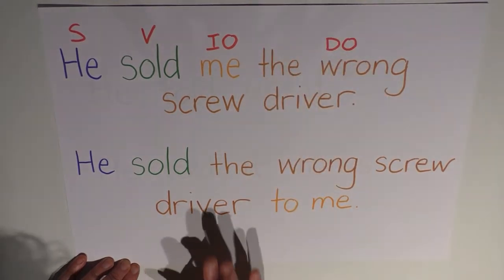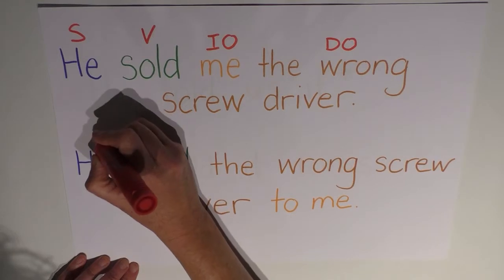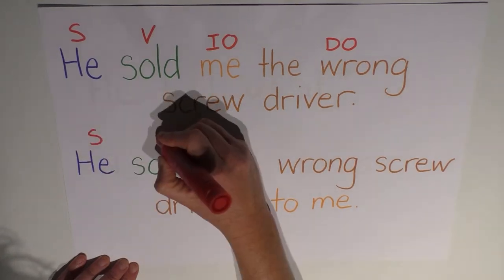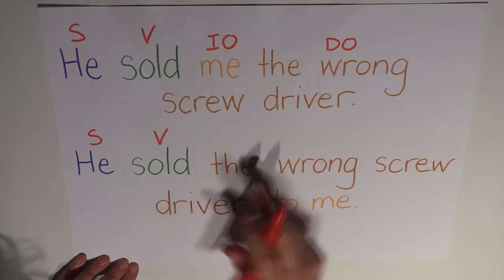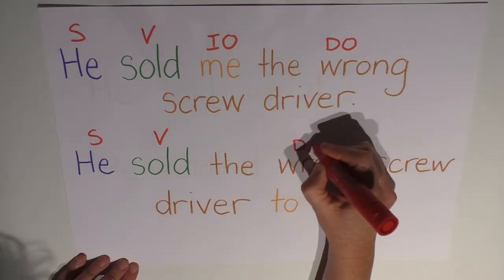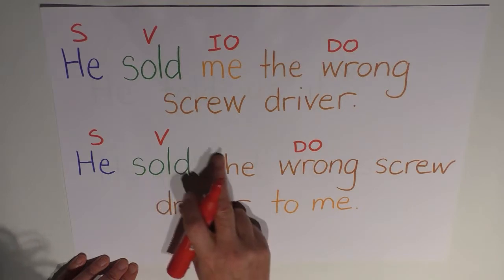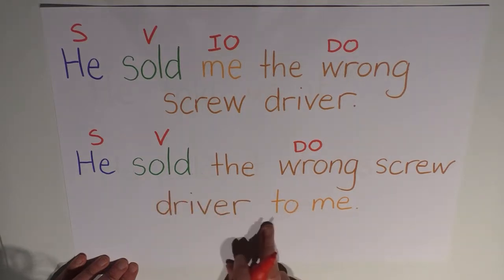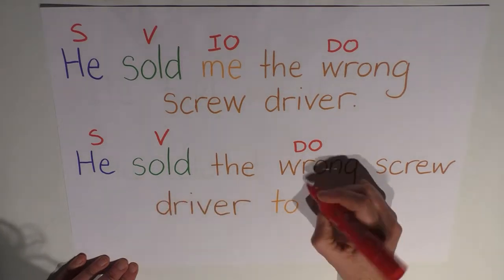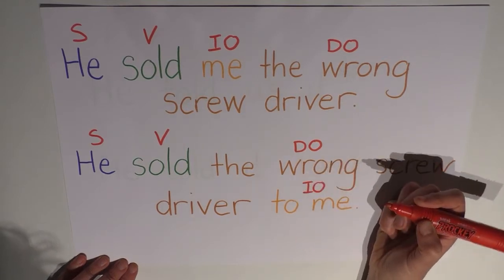Okay, now in this particular sentence, we can have a look at that again. Who was doing the selling? He was. What was he doing? He was selling, or he sold. What was he selling? He was selling the wrong screwdriver. In this sentence, we've removed me from in between the verb and the direct object, and we've put it right at the end after to me. But it's still actually fulfilling the role of the indirect object.